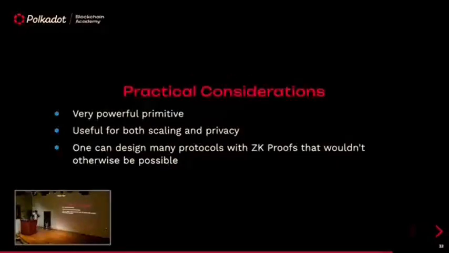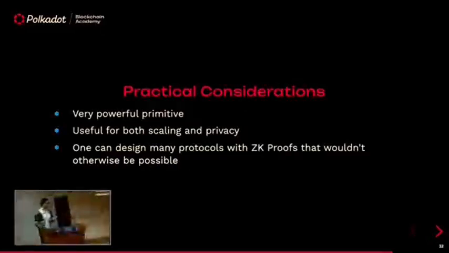Yeah, so in terms of practical considerations, this is obviously an extremely powerful cryptographic primitive. You can do crazy things with this that are really unbelievable. It can be useful for both scaling and privacy. And one thing that's worth noting is oftentimes when you have layer 2 type chains, they're using this type of ZK snark roll-up approach. They don't care about the zero knowledge one bit. They're just using it for the scaling alone because it's still that powerful. And then again, you can design many protocols using ZK proofs that just would not be possible otherwise.